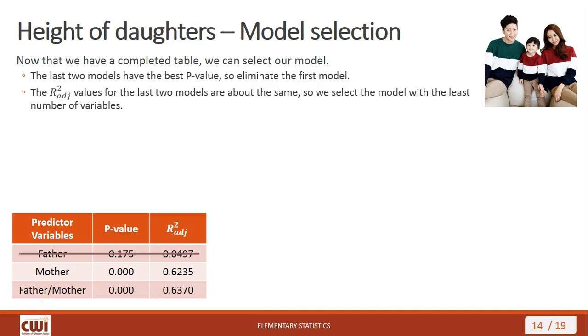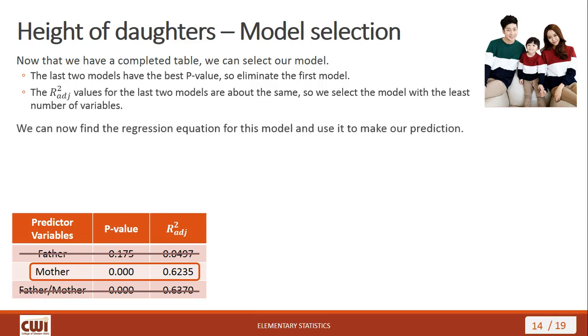So the only variable left by which to judge the quote-unquote best model is complexity, the number of variables in the model. So here, we're going to take the model for the mother because it has one variable, whereas the model for the father and the mother has two variables. Simpler is better. So we're going to take that model for the mother, and that's the one that we say is the best model for predicting the height of the daughter.